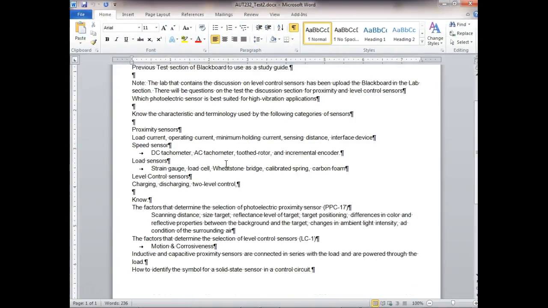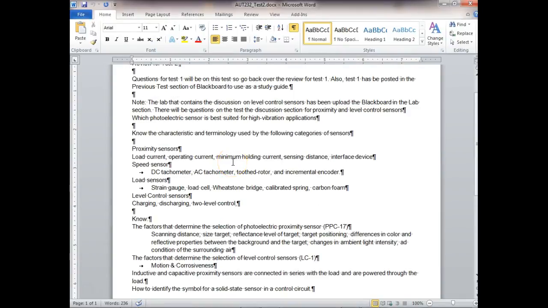So it looks like the PowerPoints might be out of order. Now we might just, I don't think we're going to get through level sensors, we'll see.